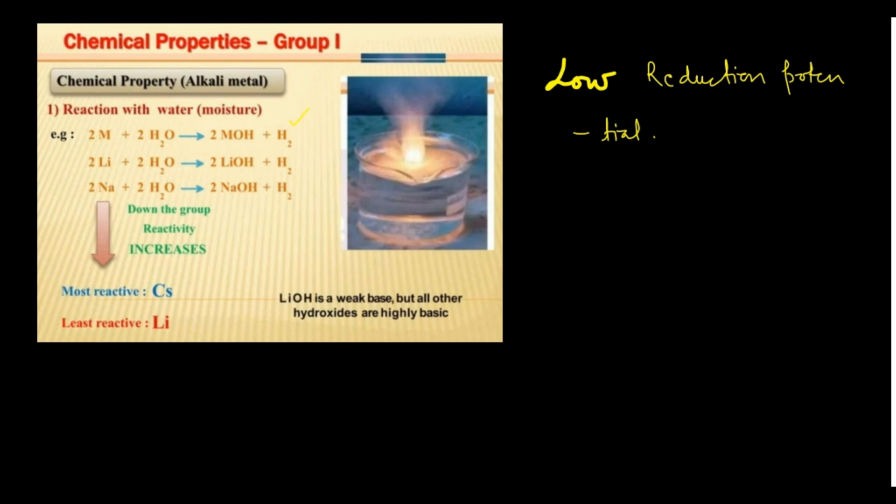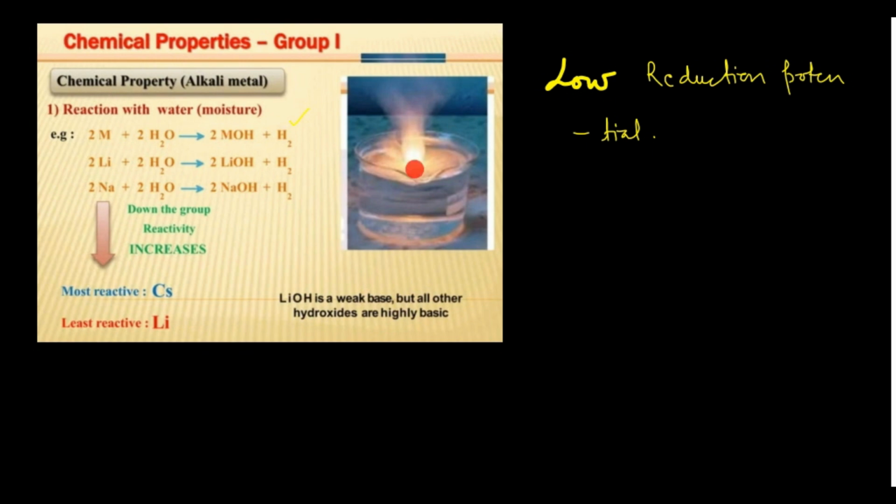And the reactivity towards water for these alkali metals increases down the group. So lithium is the least reactive when it reacts with water, and cesium is the most reactive. And lithium hydroxide, as you can see here, is a very weak base, but all other hydroxides are highly basic in nature. So this is a very important reaction, so you should remember this particular point.